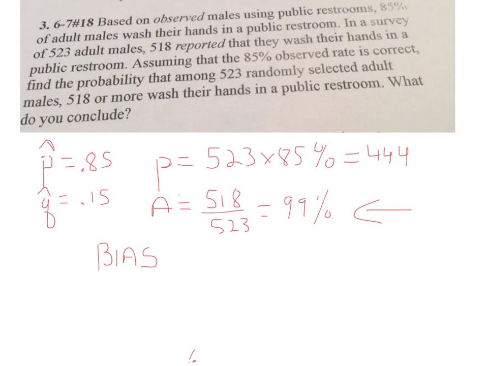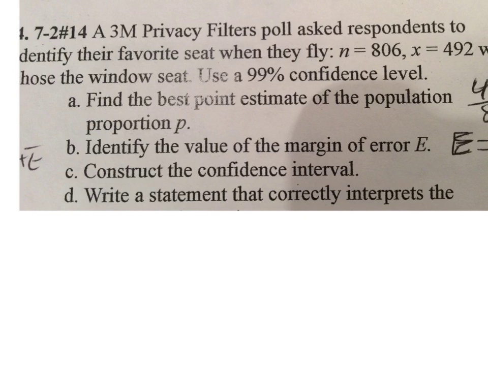So if we have a look at the next slide, for question 4, we're looking at this question about the window seat. The best point estimate of the population proportion is again our p hat, and it's just a ratio, and so 492 people out of the 806 reported that they prefer the window seat. So that's more than 50%. Let me see what it is. Oh, I have to turn my calculator on first.